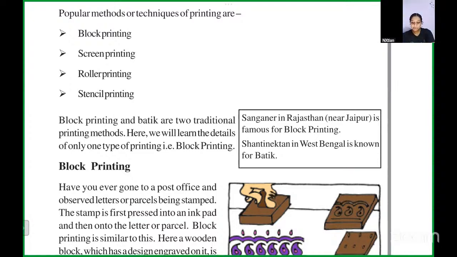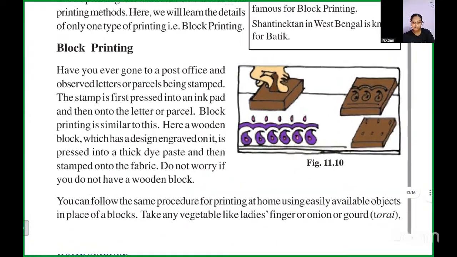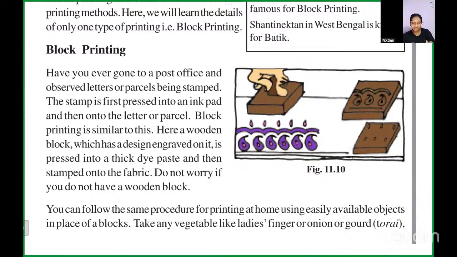Block printing and batik are two traditional printing methods. Here we will learn the details of only one type of printing, that is block printing. Now, block printing. Have you ever gone to a post office and observed letters or parcels being stamped? Have you seen or used stamps before? You put it on ink and stamp it so that the engraved mark or letter or design will come on the paper. You've probably seen stamps, right? They press it in the ink and then press it on paper.